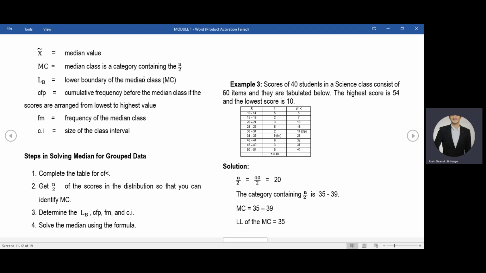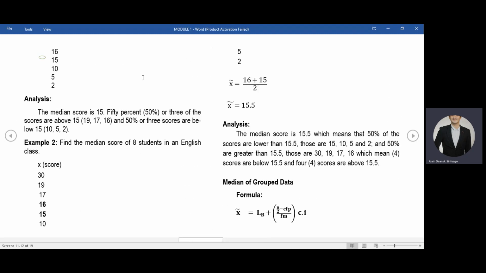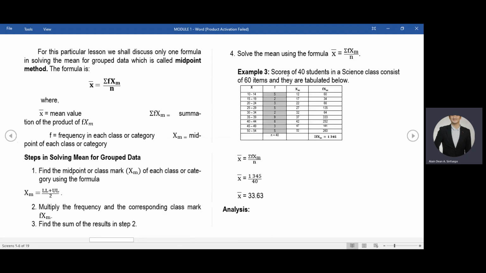LB is the lower boundary. When we say lower boundary or upper boundary, you go back to the limits. For example, here, 10 is the lower limit and 14 is the upper limit. For the lower class boundary, you just subtract 0.5 from 10. For the upper class boundary, you just add 0.5 to 14, giving 14.5.